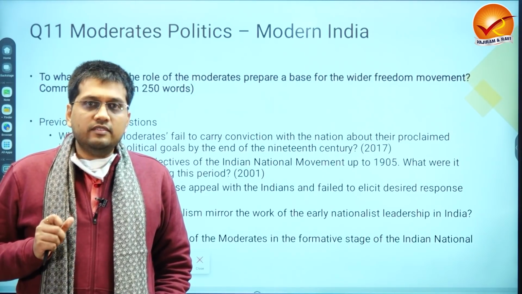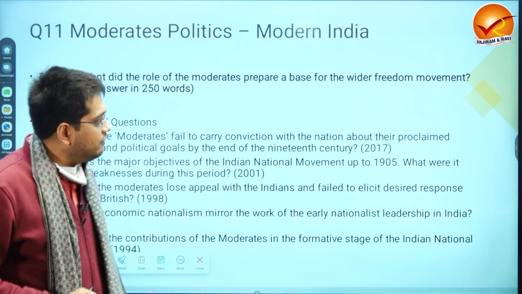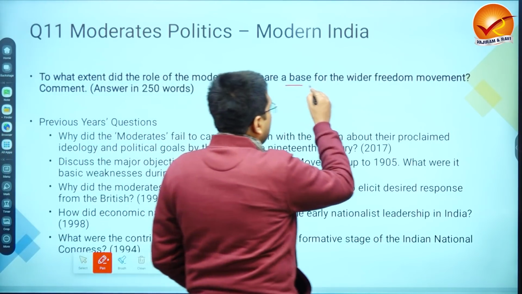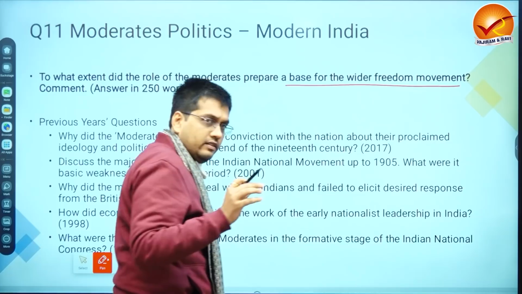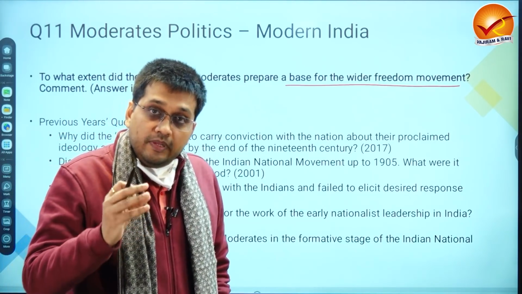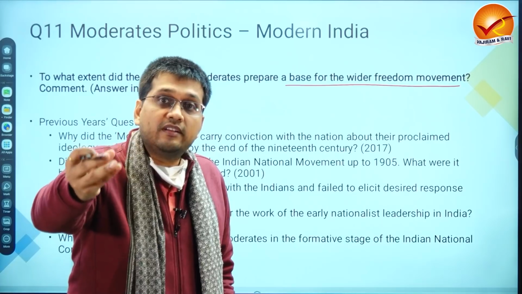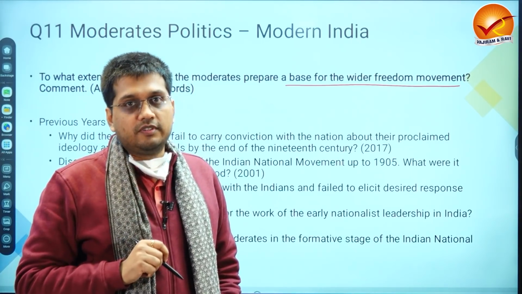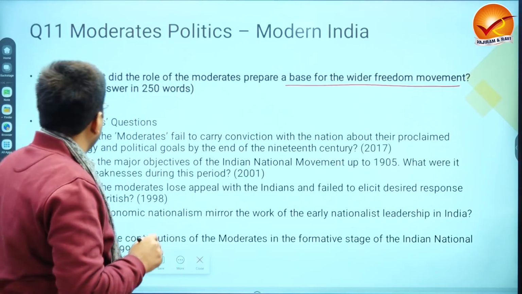The interesting thing is twofold. Firstly, what they have asked is base for the wider freedom movement. So you have to connect in your answer every contribution as a base towards the future wider freedom movement. That connection is very important. And secondly, to what extent?